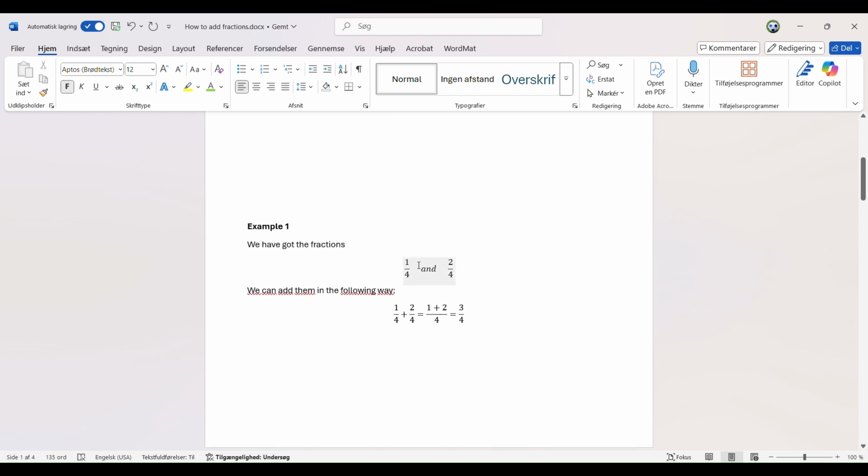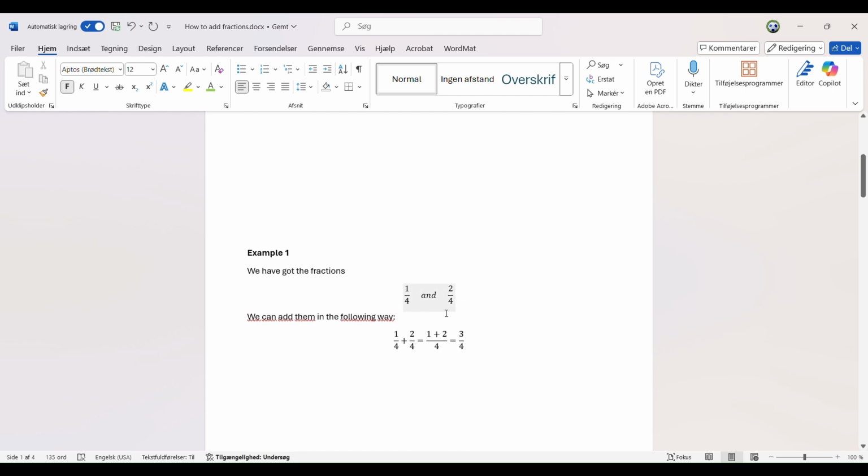We've got the fractions 1 divided by 4 and 2 divided by 4. This time we've got a common denominator already. So we just have to add them together in the following way. We've got a common denominator, so we just have to add the two numerators together. So we've got 1 divided by 4 plus 2 divided by 4. That equals 1 plus 2, that's our two numerators added together, over our common denominator 4. And then we just add 1 plus 2, that's 3, and that's divided by 4. So this is our added fraction, because when we add these two together, we get 3 divided by 4.